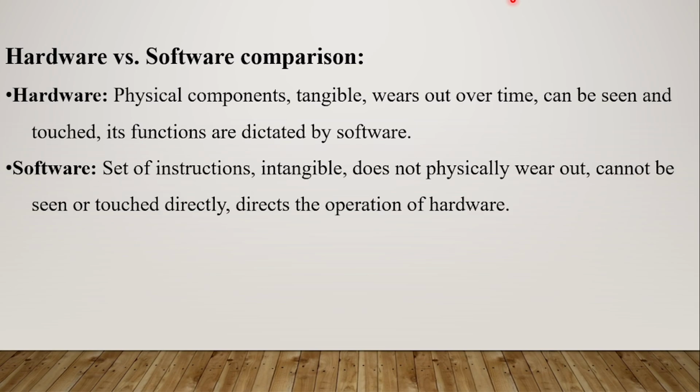Let's finish with a comparison between hardware and software. Hardware is the physical part, you can touch it. It wears out and it does nothing without software. And software is intangible, you can't touch it. It does not wear out and it tells hardware what to do. Think of hardware as the body and software as the soul that makes it work.